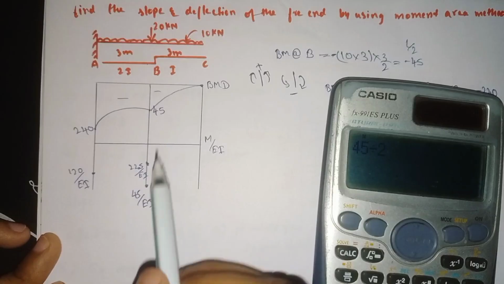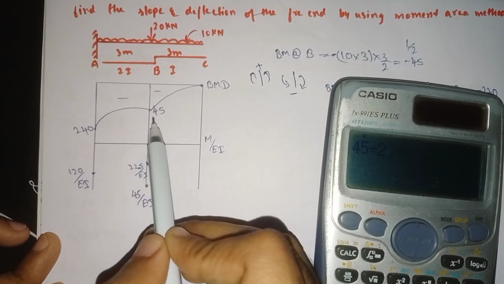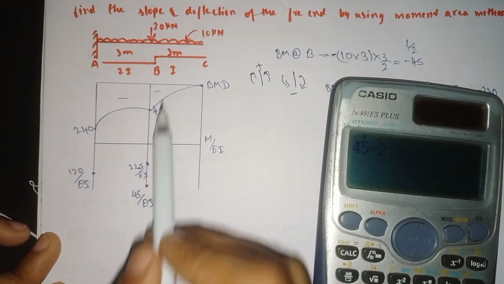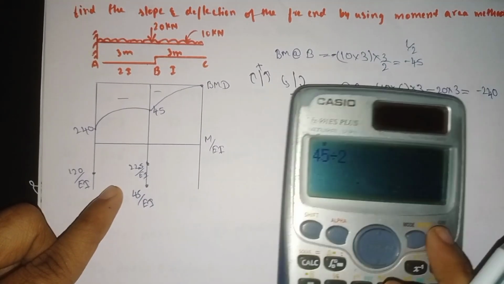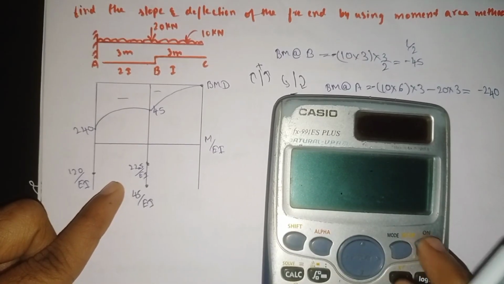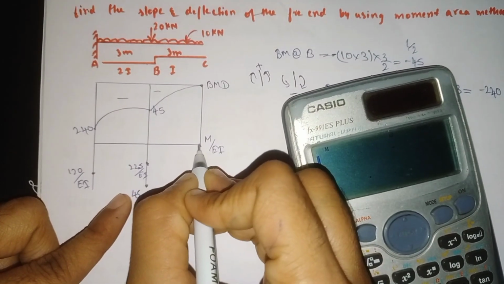Here once and here also, because our point B is related to this section and it is acting at the center. Now we need to divide this value by 2EI and this value by the EI value. We need to divide it by twice because it is acting at the middle. Now we need to divide it by 2, and here the bending moment is 0.